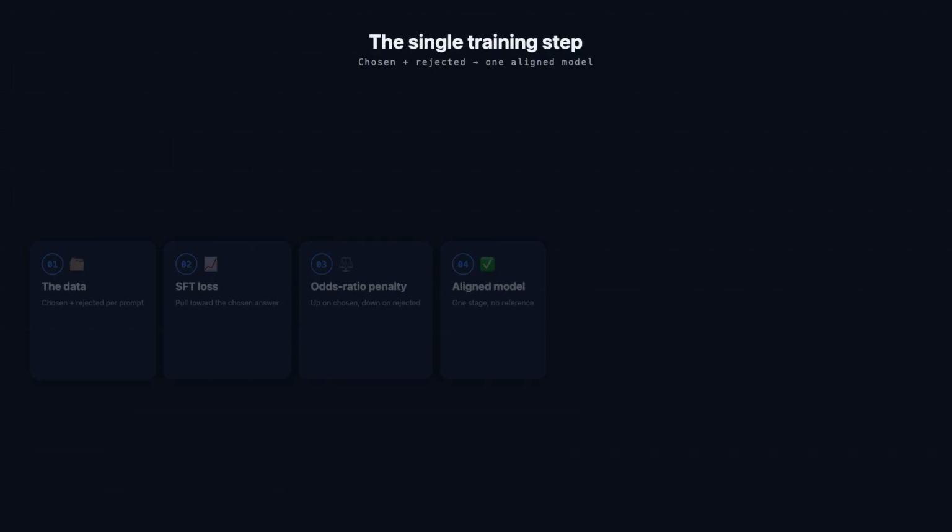Here's the single step that makes that possible. Walk through in order. Everything begins with a dataset of chosen and rejected responses. For each prompt, you have an answer people preferred and an answer they didn't.